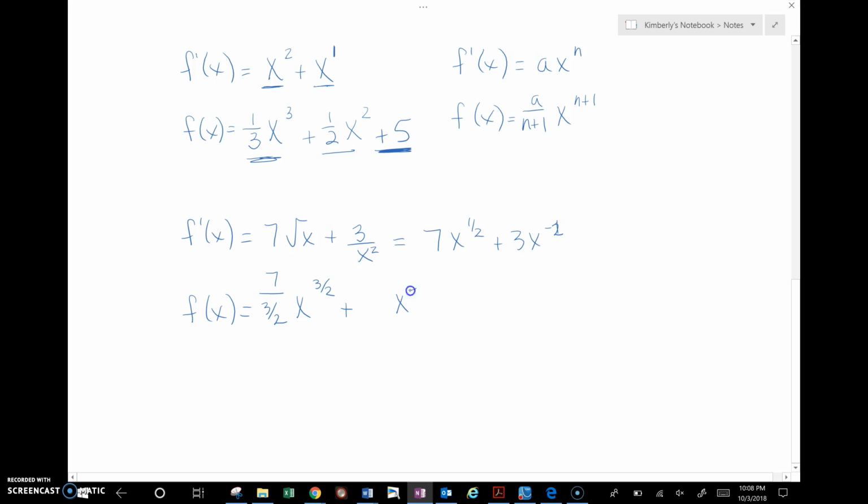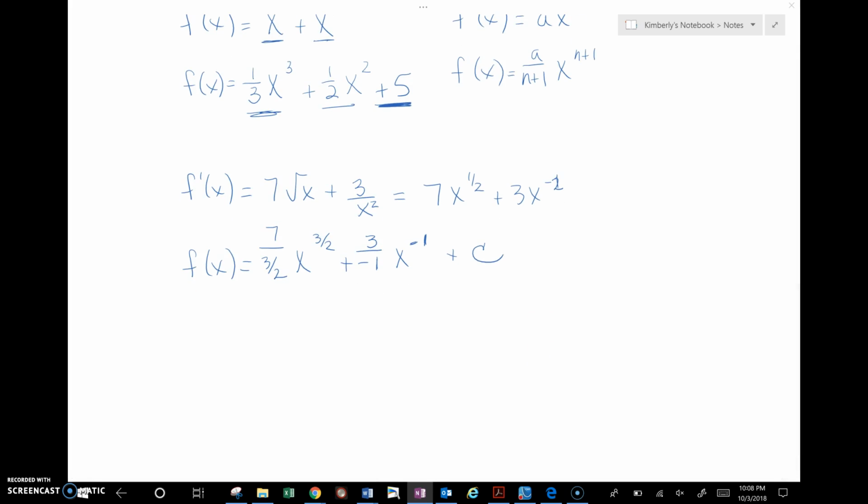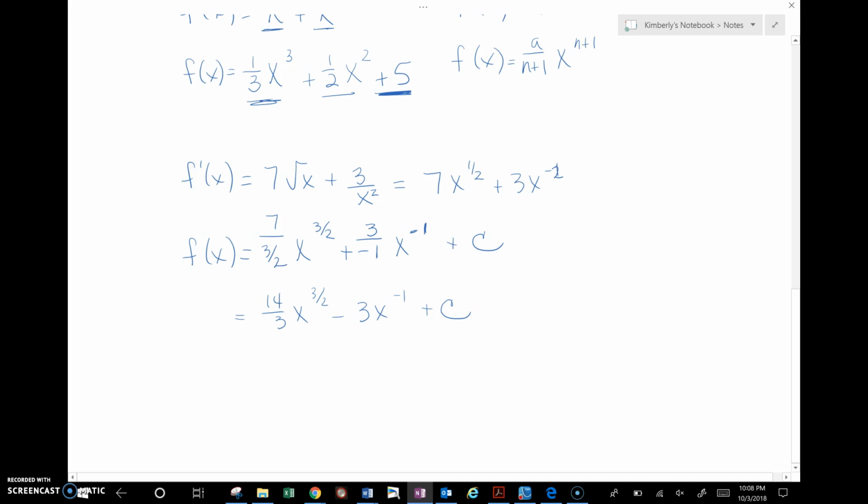We're going to add 1 and get x to the -1, and then the existing coefficient divided by the new exponent. And then we're going to tack on a plus c because you just never know if it's there or not. Cleaning this up, if we want to, we get 14/3 x to the 3/2 minus 3 x to the -1/2 plus c. Again, to check your work, you would take the derivative of this and see that your answer is 7 times the square root of x plus 3x to the -2.